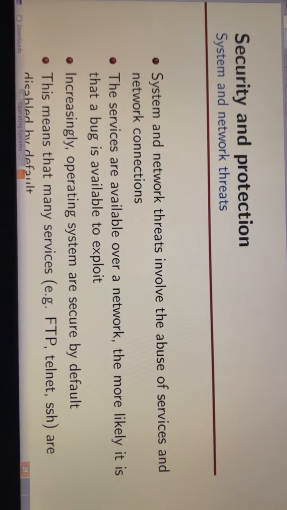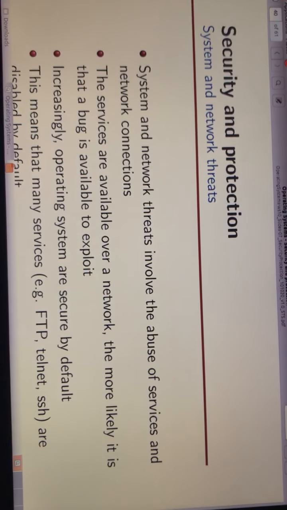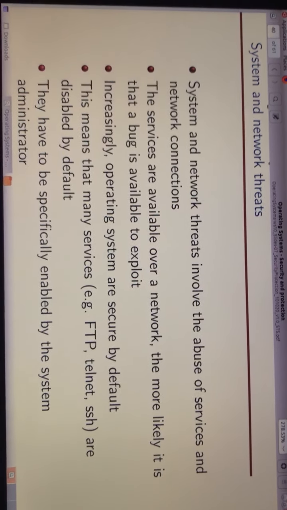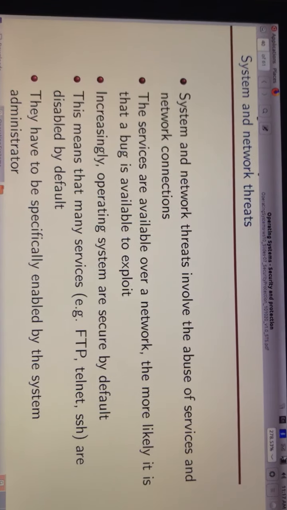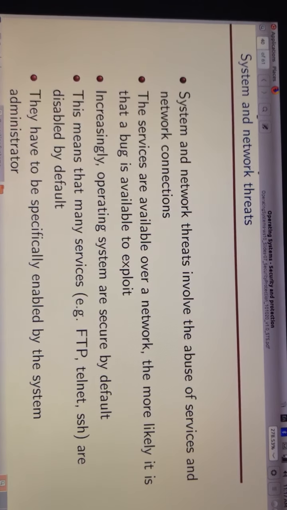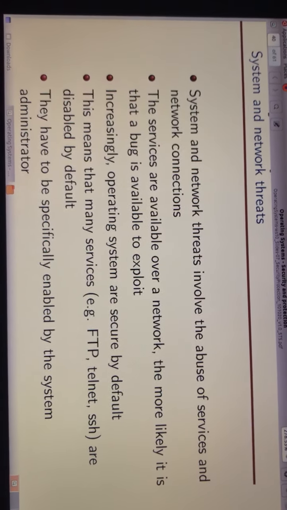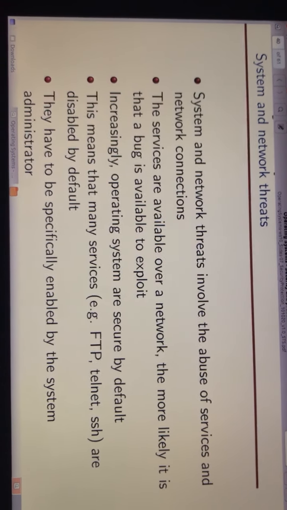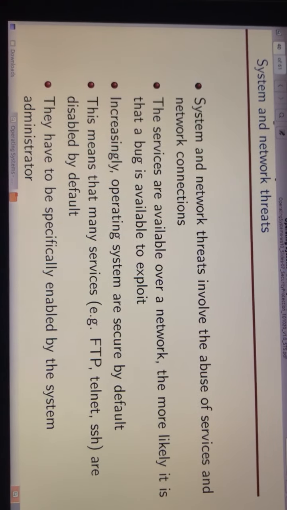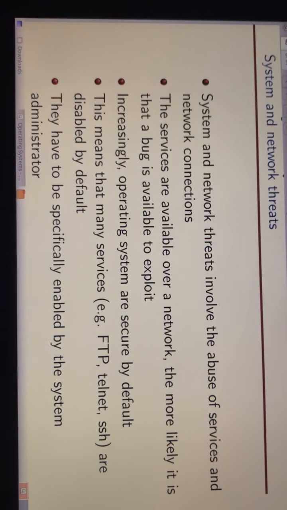Then system and network threats. System and network threats involve the abuse of services and network connections. The more services are available over a network, the more likely it is that a bug is available to exploit. Then increasingly, operating systems are secure by default.